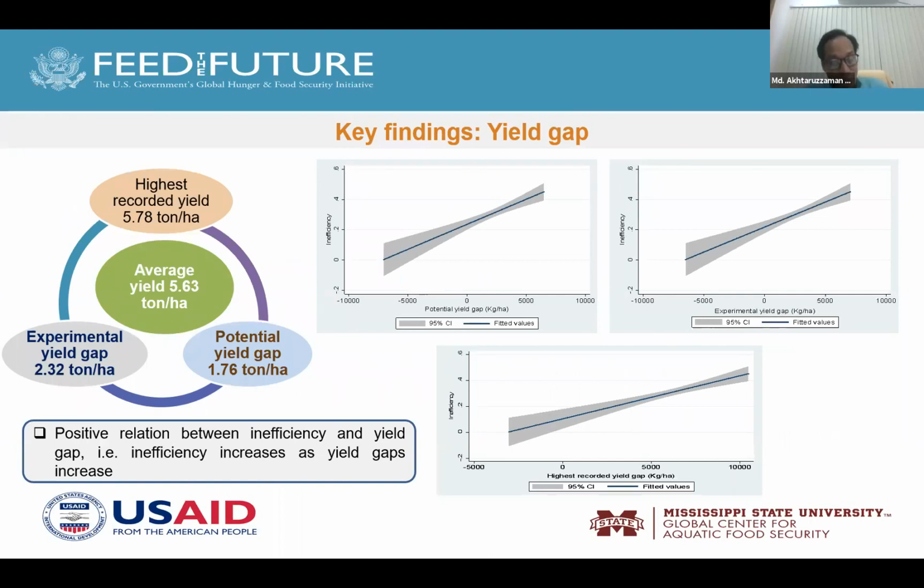This figure shows that the highest recorded yield gap we found was 5.78 tons per hectare, and the potential yield gap was the lowest, 1.76 tons per hectare. We estimated 3 types of yield gap: the highest recorded yield gap, experimental yield gap, and potential yield gap. On the right-hand side, for the 3 types of yield gap, we found a positive relationship between inefficiency and yield gap. This implies the efficiency of the fish farmers could be boosted by reducing the yield gap.